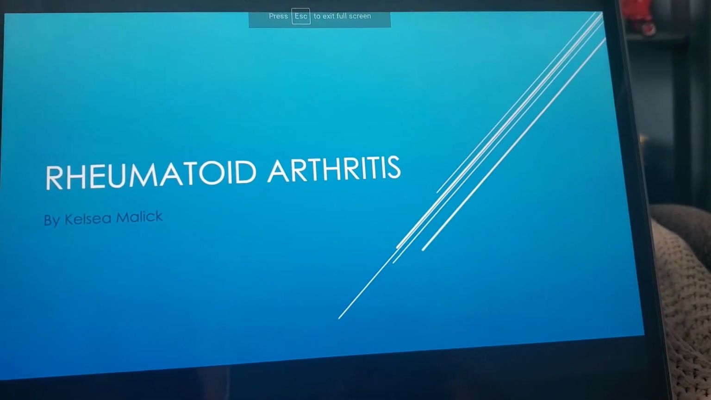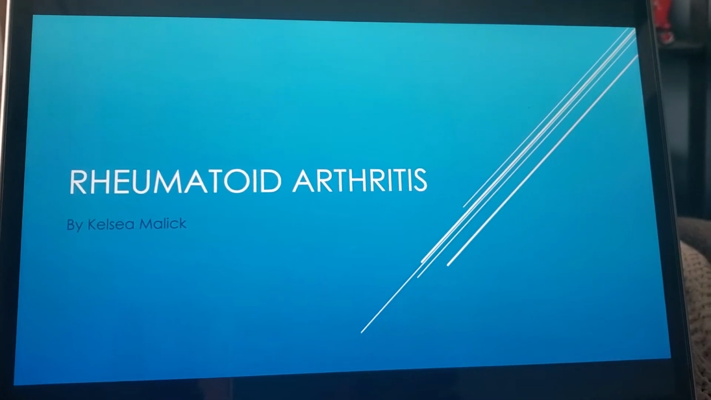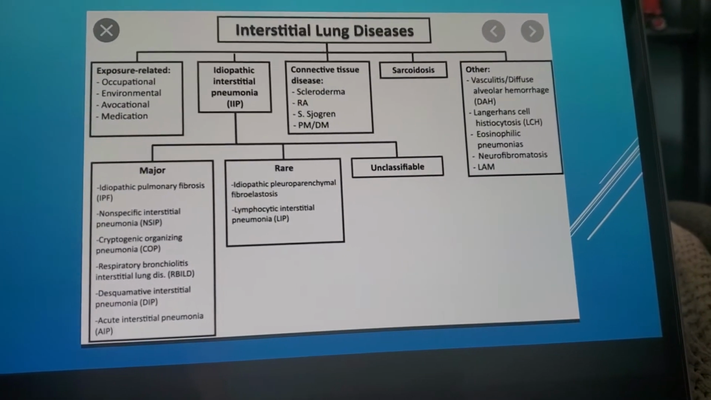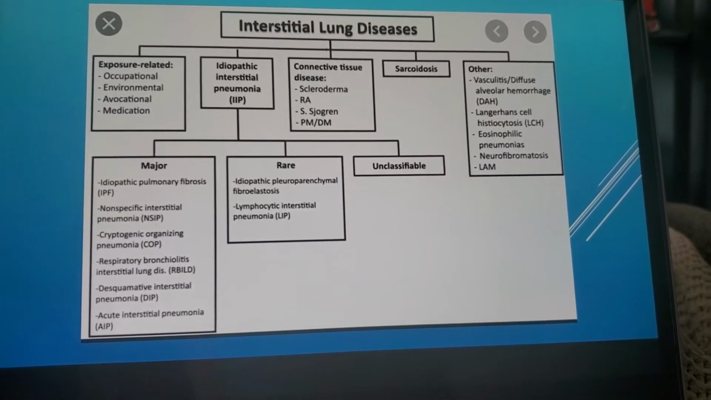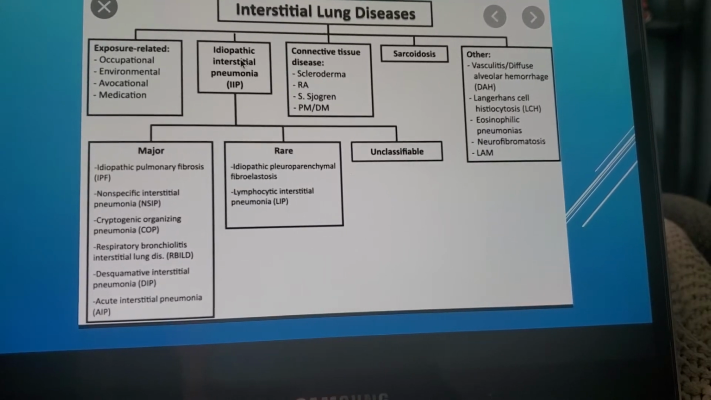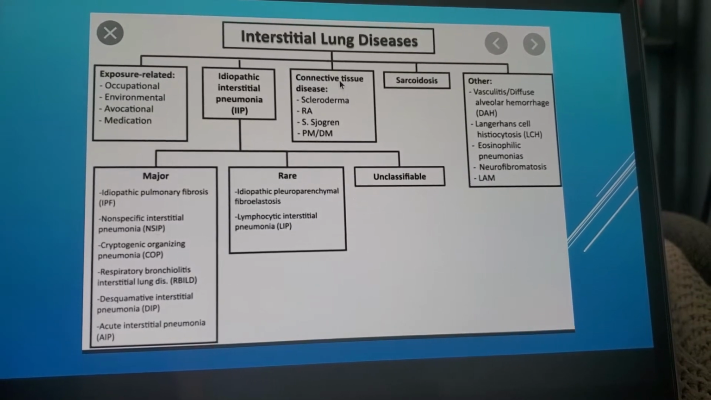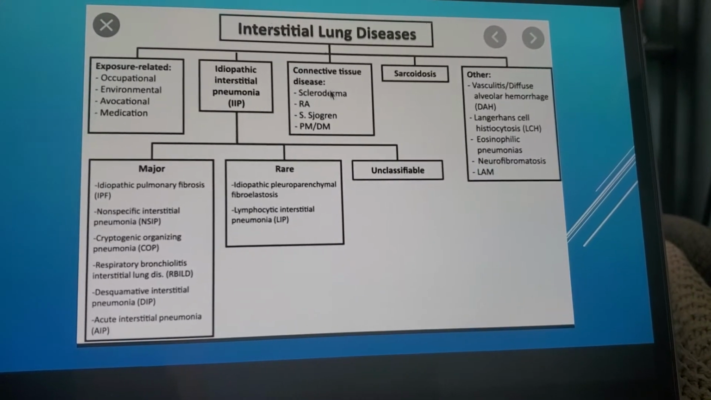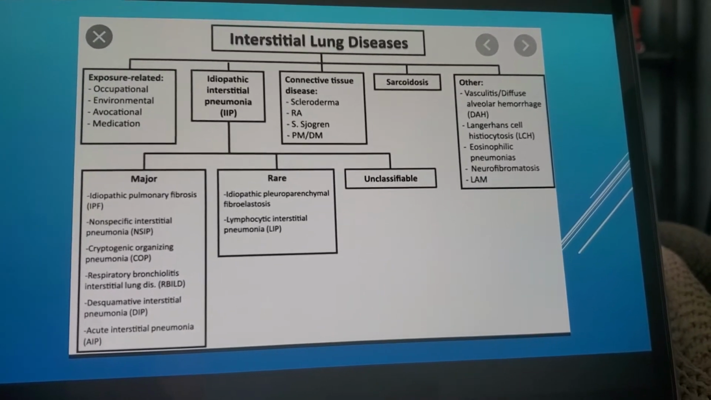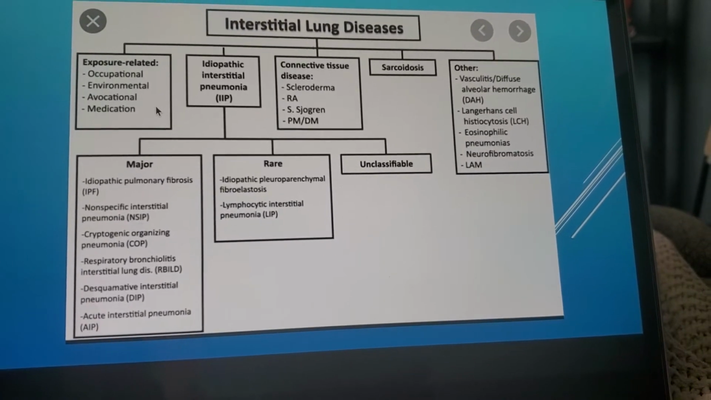In this slideshow, I'm going to be talking about an interstitial lung disease known as rheumatoid arthritis. This is a picture I added in here because it helped me with categorizing it as an interstitial lung disease, and it falls under the connective tissue diseases. It's not something like black lung that is caused by an exposure to a toxin.